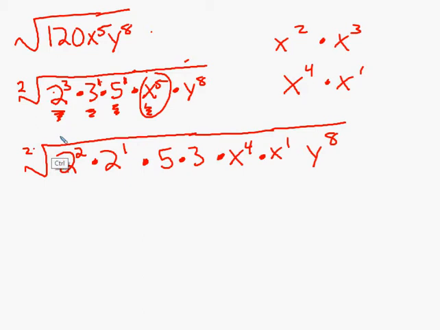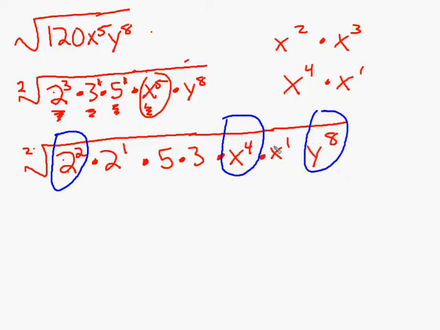Now all the ones that I'm circling, I can actually do the square root of. All of these we can do the square root of because they're divisible by what? 2. Why is y to the 8th fine? Because 8 divided by 2 is 4. So the square root of 2 squared is 2. What's the square root of x to the 4th? X squared. And the square root of y to the 8th is y to the 4th.